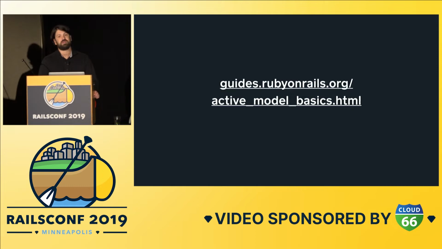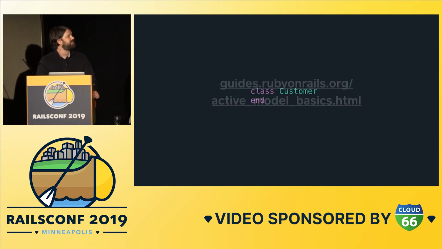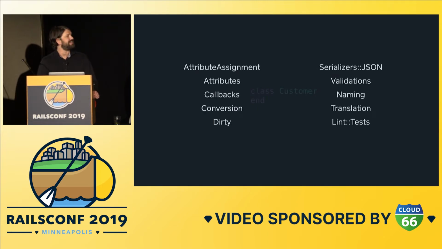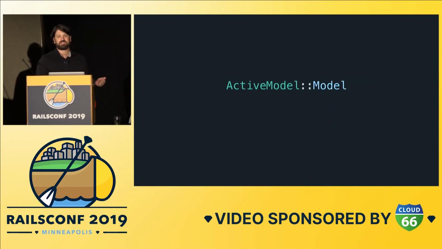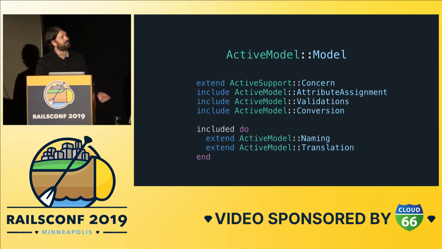So what if you want to go to the basics and make something that's more flexible than Active Resource? Because you have an API, but it's not a Rails API. It's not a conventional Rails JSON. So we can start with the model. It's just a customer class. This really doesn't do anything. So what do the ActiveModel docs have to say about what we can add? We have attribute assignment, attributes, callbacks, conversions, dirty, etc. One single include will actually get you a pretty large swath of this, and that's ActiveModel::Model.